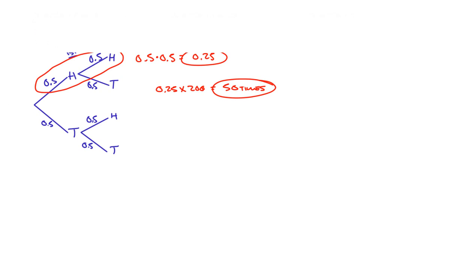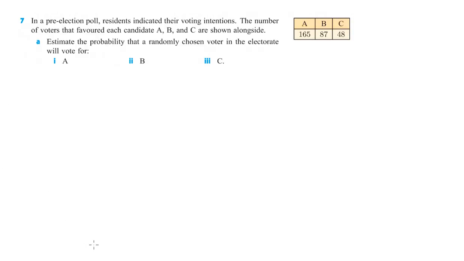Okay? All right. Last one is number 7. 7 has part A and part B. I'm just going to do part A so that you can at least have a good idea of what's going on, and I'm going to let you figure out part B.